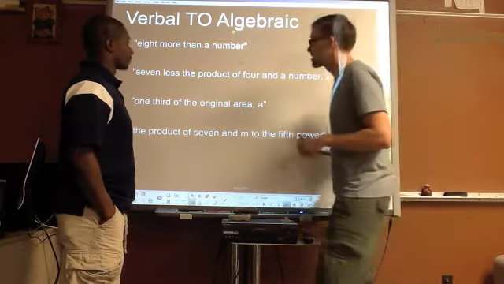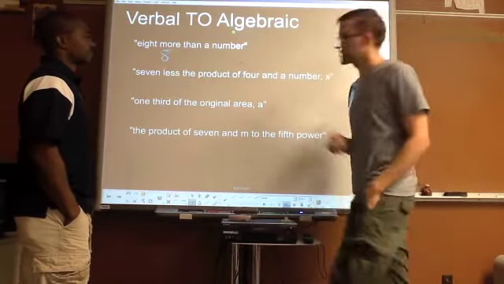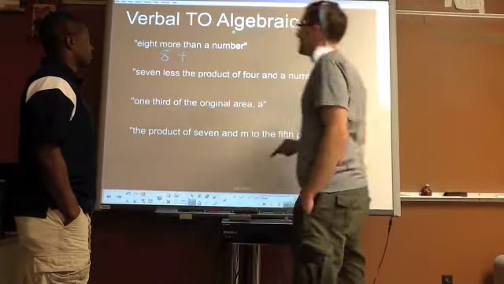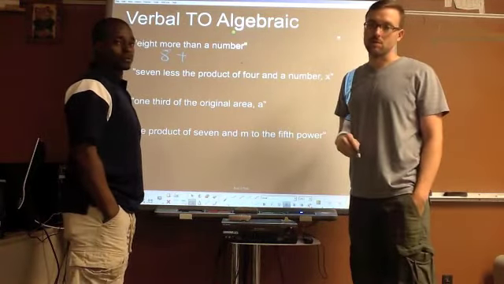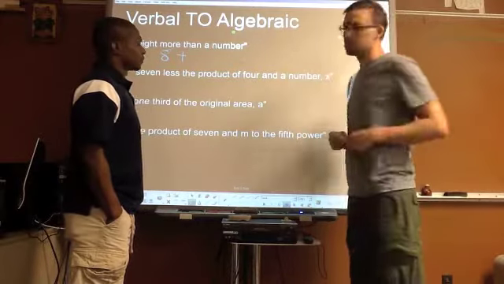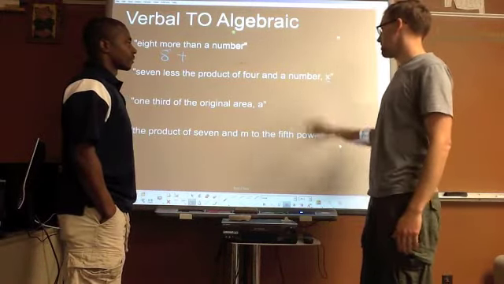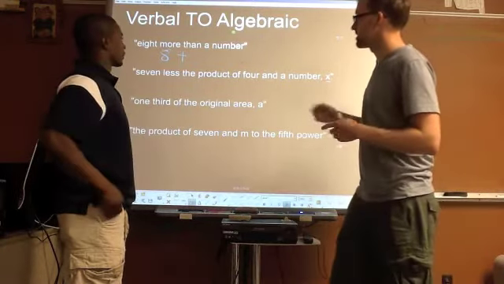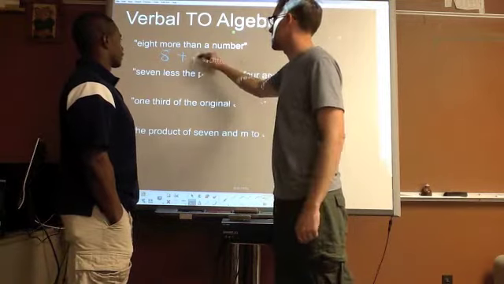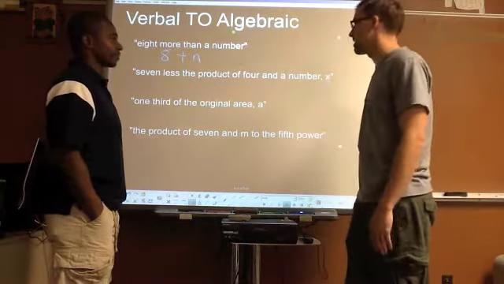8's the easy part. More than is adding. If you see a number, that's always going to be your key that it's a variable. If they don't tell you what variable to use, you can use whatever you want. If they tell you what letter to use, then you should use that letter. But since they didn't, let's say n. So 8 more than a number is 8 plus n. We could also do n plus 8 on this one.